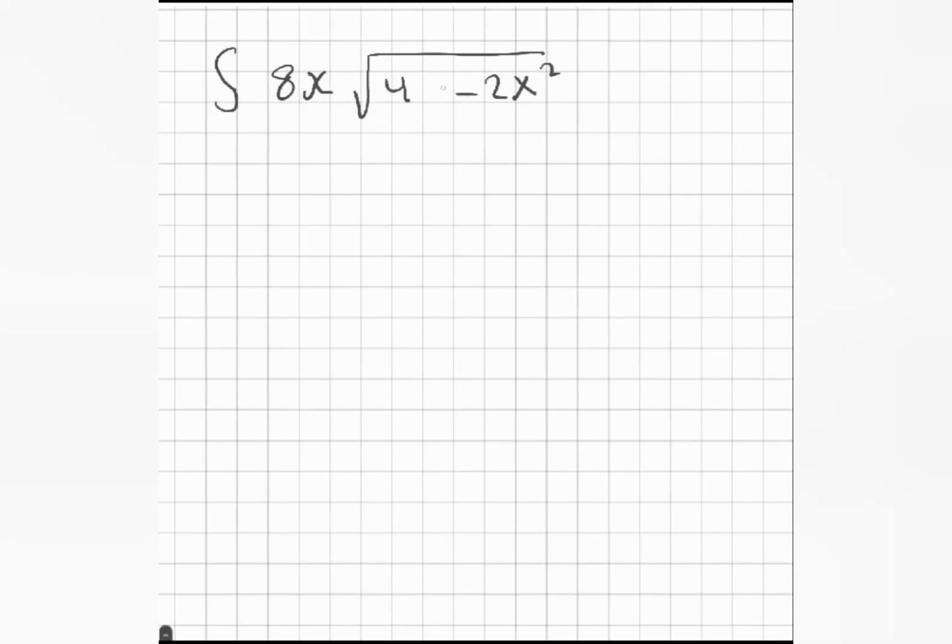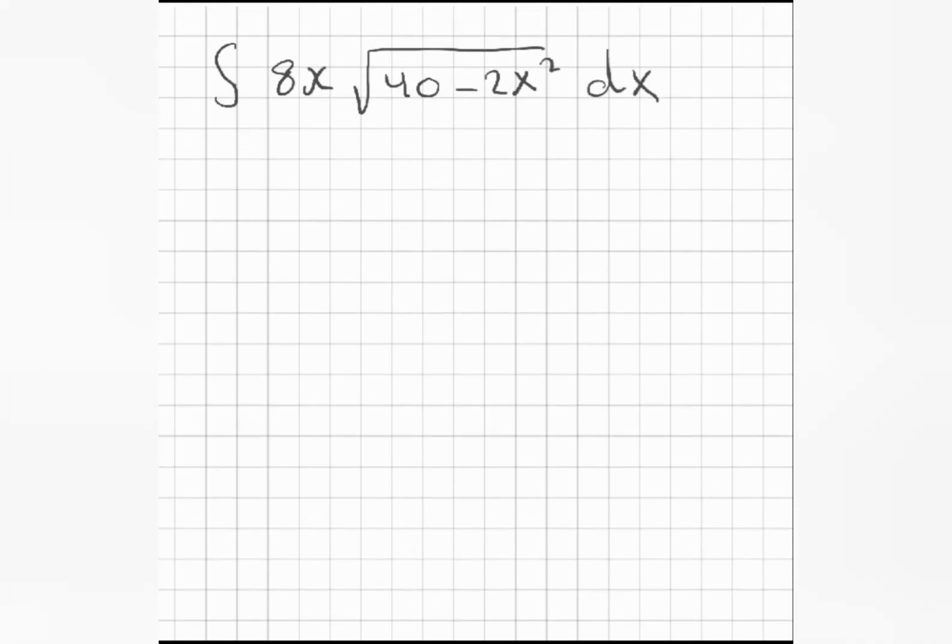Here's another one. Find the indefinite integral of 8x times the square root of 40 minus 2x squared dx. So typically, you want to make u equal to the stuff that's more complicated, and that is the stuff on the inside of the square root. If we make u equal to 40 minus 2x squared, du is going to be the derivative of 40 is 0, so we can ignore that. And the derivative of negative 2x squared, it's going to be negative 4x dx.